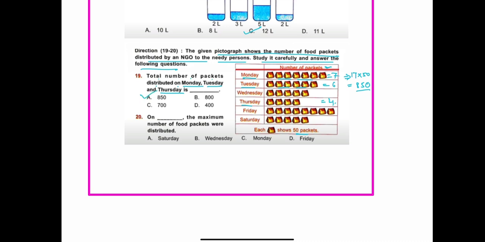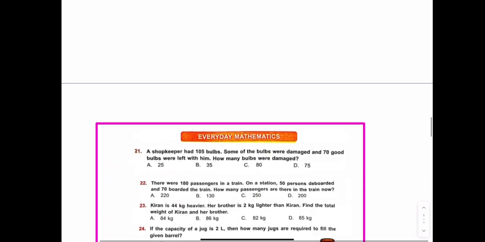Question 20, on blank the maximum number of food packets were distributed. So as you can see here the number is maximum. So Friday. So option D is the correct answer.